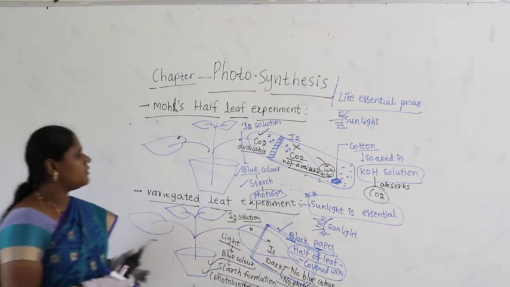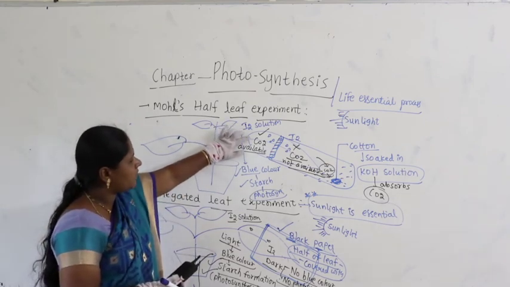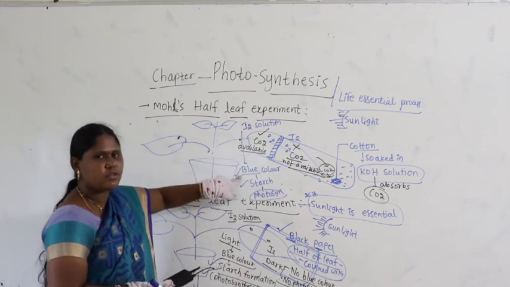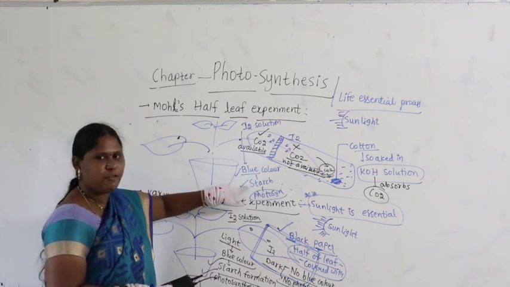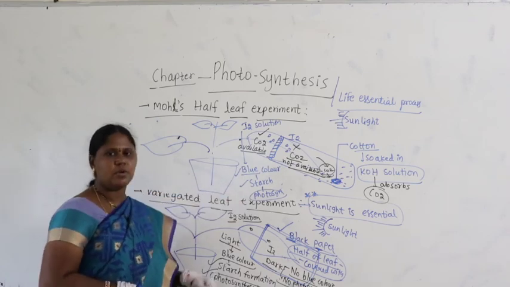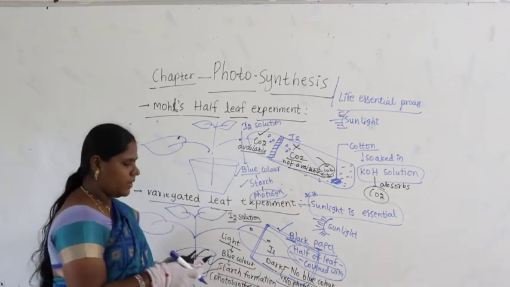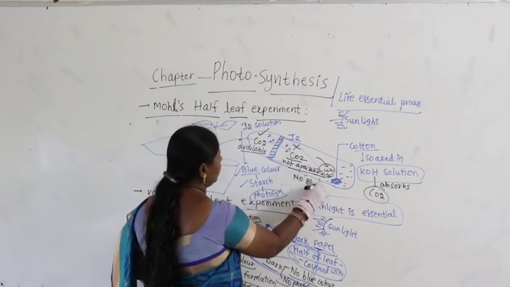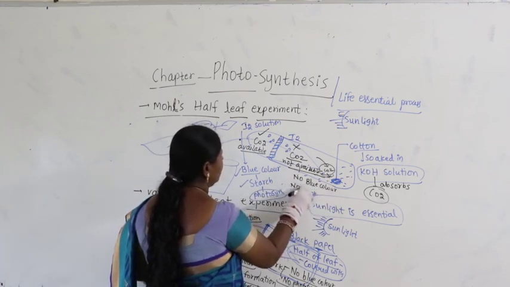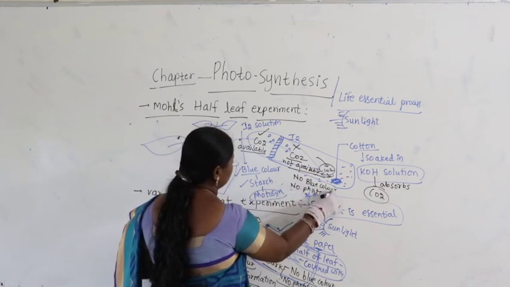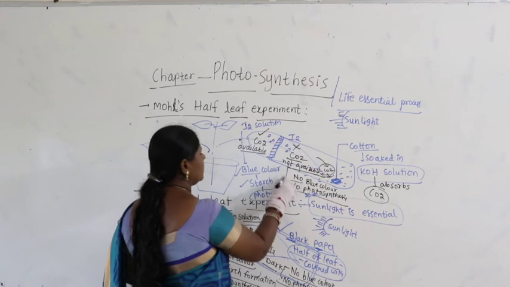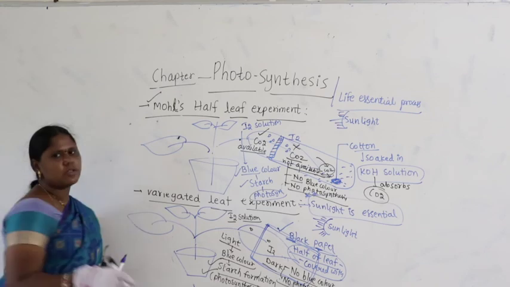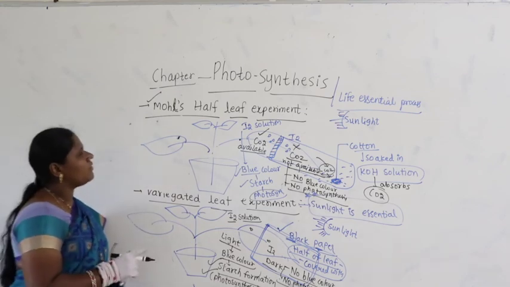So for the half of the leaf exposed to sunlight, carbon dioxide is available, and blue color forms because of the iodine solution, which indicates there is a formation of starch and photosynthesis has occurred. Whereas in the rest of the leaf, there is no blue color even though iodine solution is kept, so no photosynthesis. The scientist Moll did this experiment, so it is called Moll's half leaf experiment.